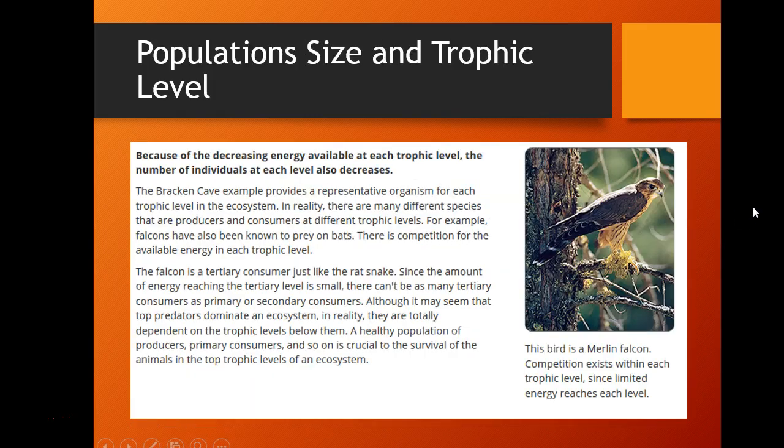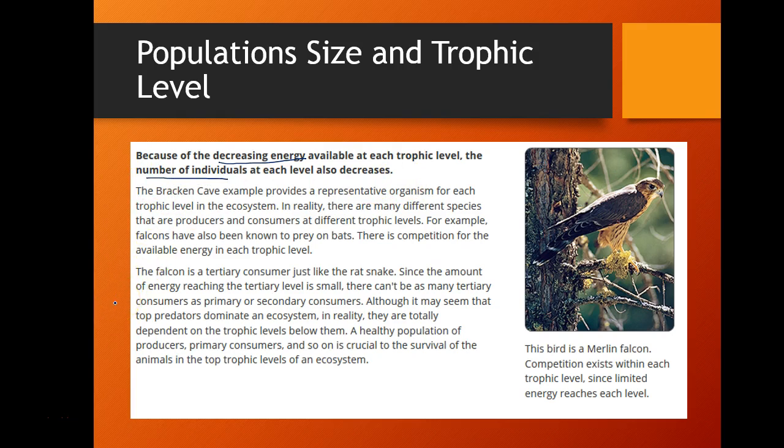So now that we know the available energy and also the population sizes, we can see how those two things are related to one another. Because there is a decreasing amount of energy available at each trophic level as you go up the pyramid, the number of individuals has to decrease as well.